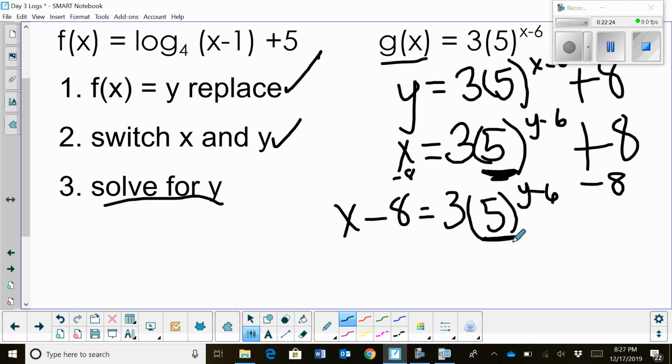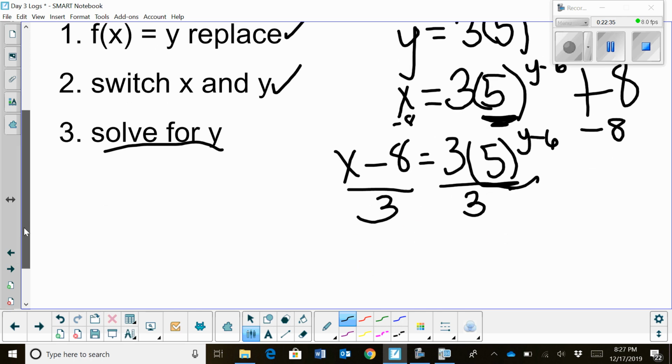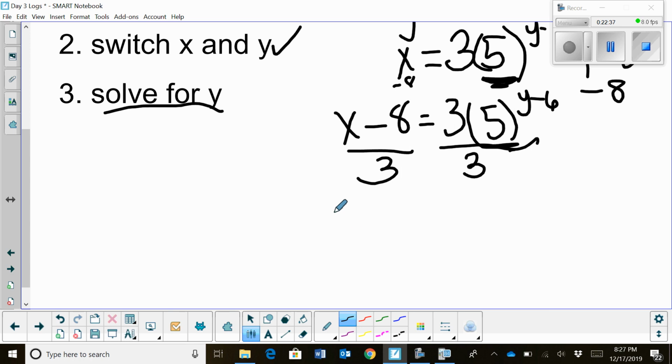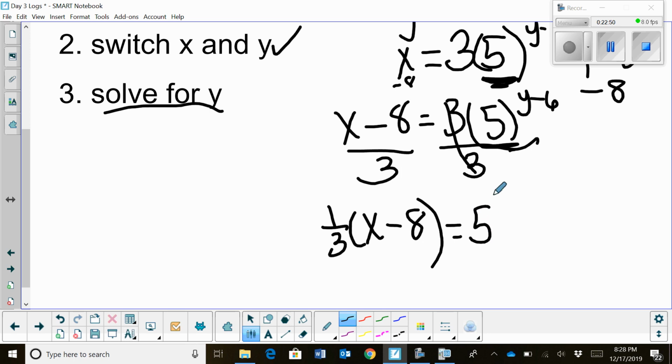Now, is the base isolated? And I hope you're saying no, it's not, because we have a coefficient of 3. So we need to divide both sides by 3. You could also multiply by 1/3. That may be a little cleaner here. So I'm just going to write it as 1/3 times x minus 8 is equal to, and then of course these 3's when we divide it, cancel. So 5 to the y minus 6, just so you can see another way to look at it.